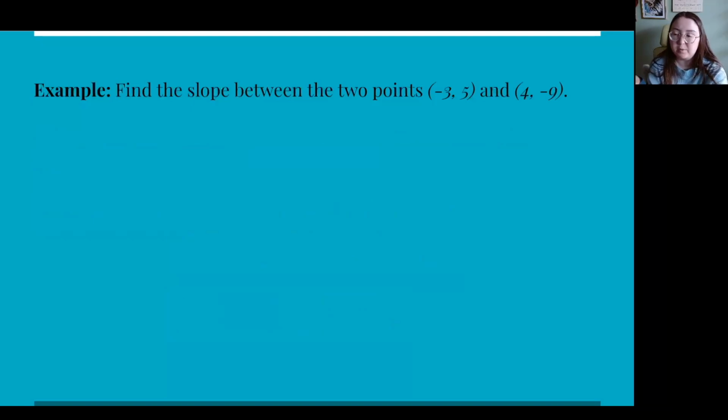So for example, what we'll do together, we're going to find the slope between the 2 points, (-3, 5) and (4, -9).